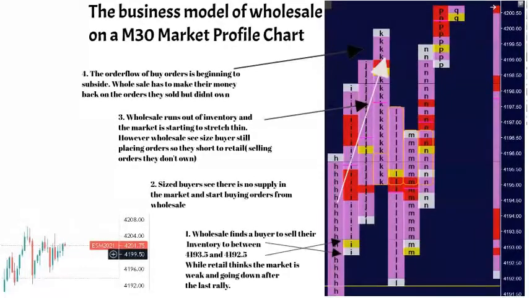Letting his buddies, the other size buyers, know that there's no more supply left in the market. Like, there was no strong selling right here, so they start buying in this area. And basically what's going to happen is it'll bounce back and forth, back and forth, back and forth, while these size buyers buy the wholesale orders, right?